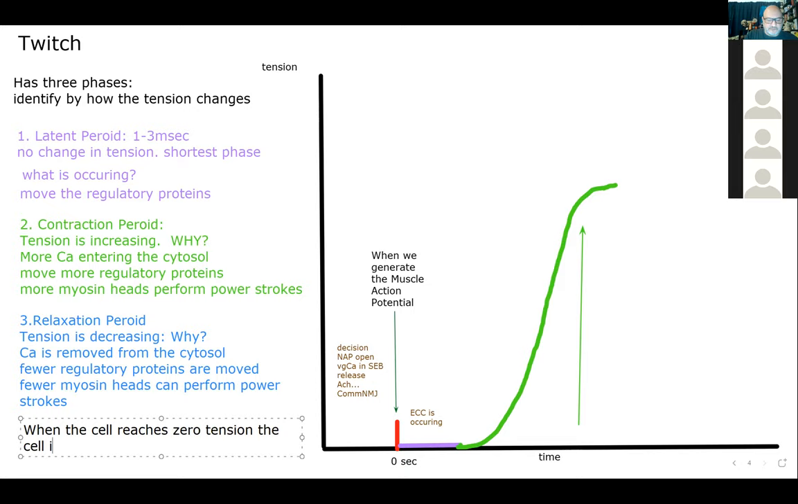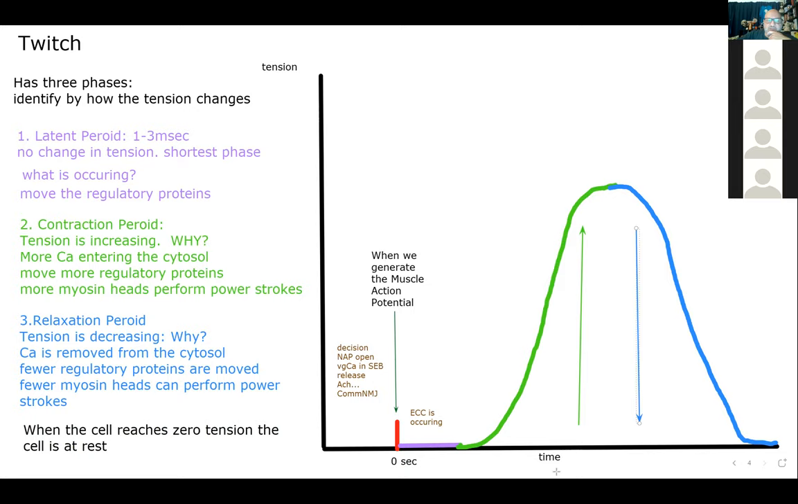So the relaxation period isn't when it reaches zero. The relaxation period is when it's coming back to zero, when the tension is decreasing. So relaxation period is when the tension is decreasing.